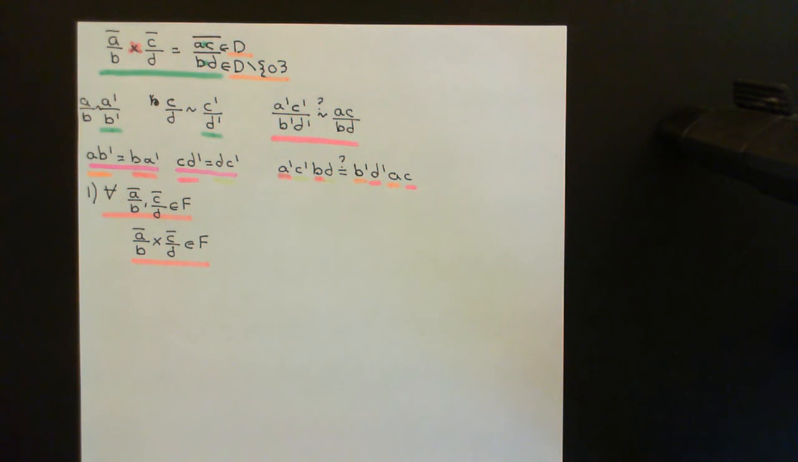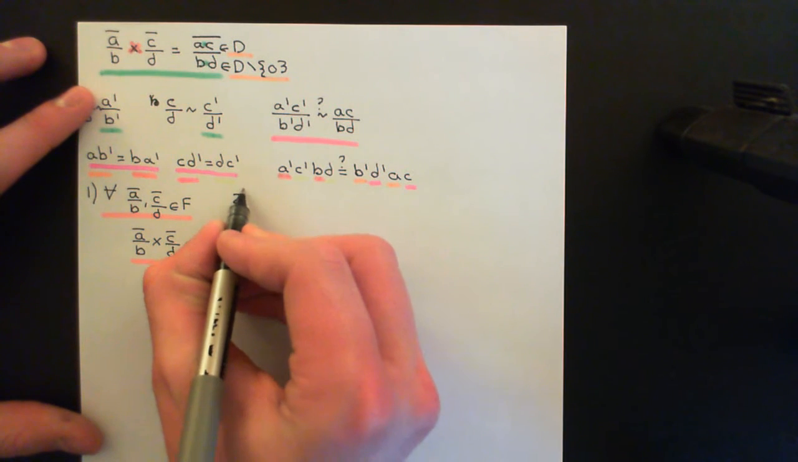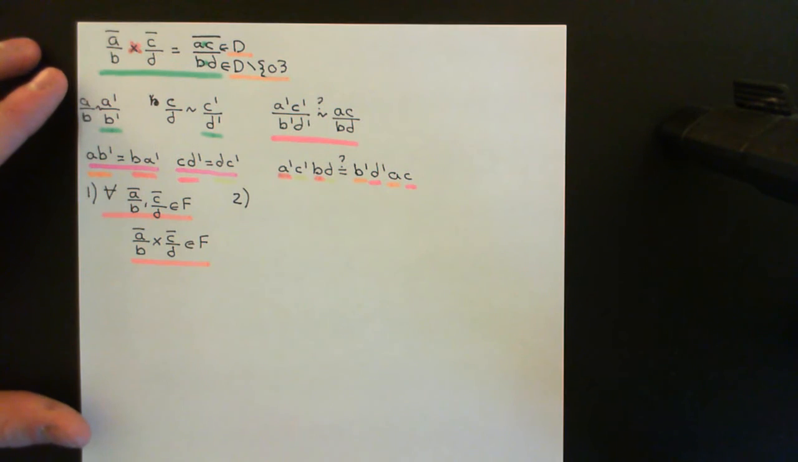How can you possibly not end up with an equivalence class of fractions? The way that we've defined this means that this will always spit us out another element of the fraction field back again. So that's fine. Closure's fine. Axiom number 2 is multiplicative associativity.